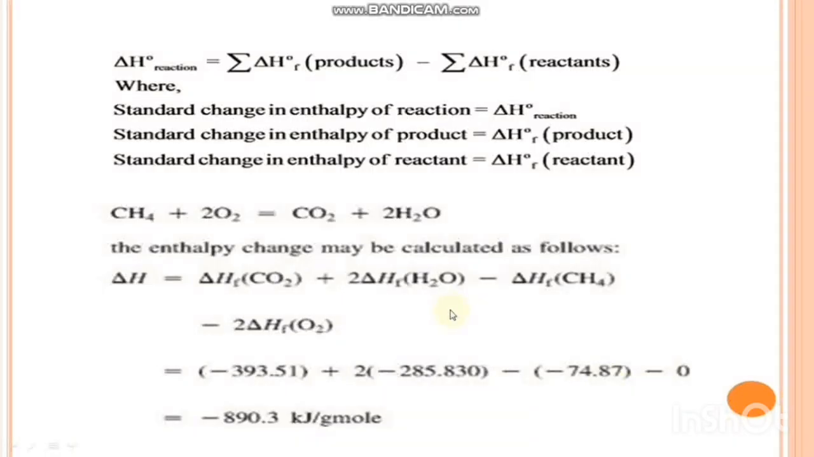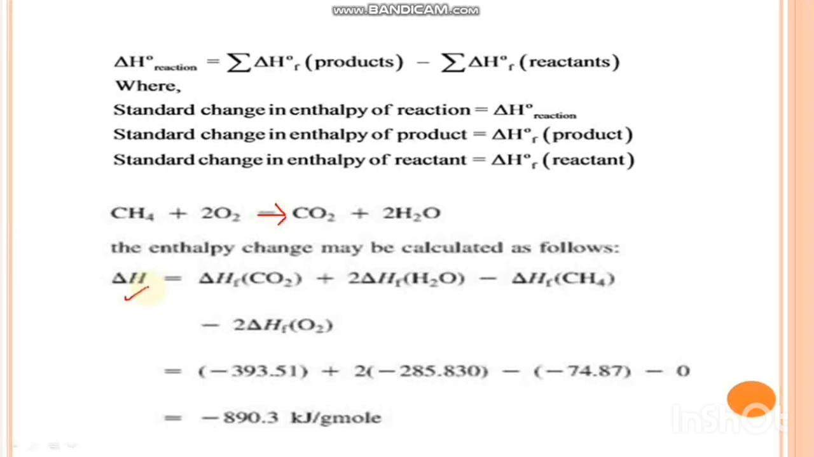Second example, methane plus 2 oxygen give you carbon dioxide plus 2 water. Standard enthalpy of reaction is required. We are given standard enthalpy of formation of carbon dioxide, water and methane. By using the relation standard enthalpy of reaction is equal to sum of standard enthalpy of formation of the products minus sum of standard enthalpy of formation of the reactants, we can calculate standard enthalpy of this reaction.